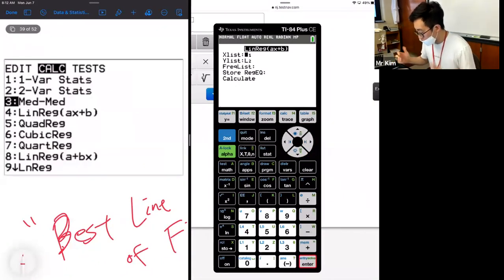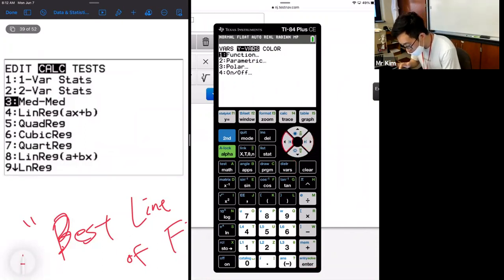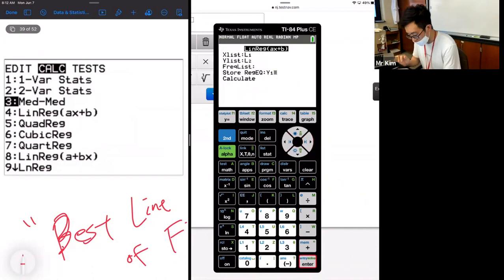So then they're asking you to input a couple of things. X list is list 1. Y list is list 2. Frequency list, store regression equation. For this one, I think what you could do is you can go to variables. Okay, I think actually I want you guys to do this. Go to variables and then go to Y variables, function, and then Y1. So for store regression equation, you want to make sure that that says Y1.